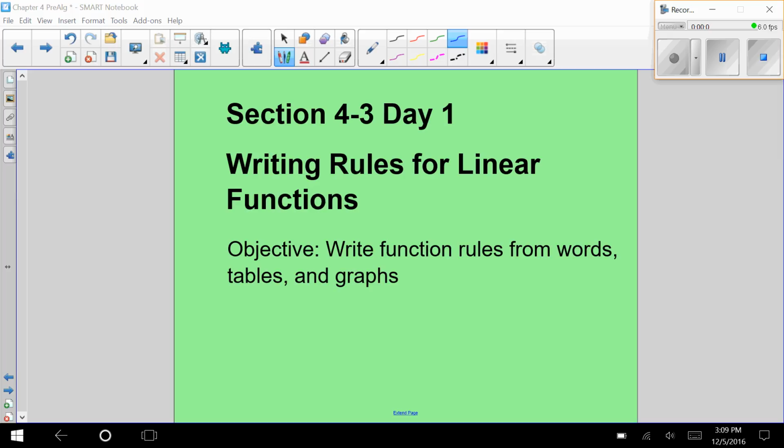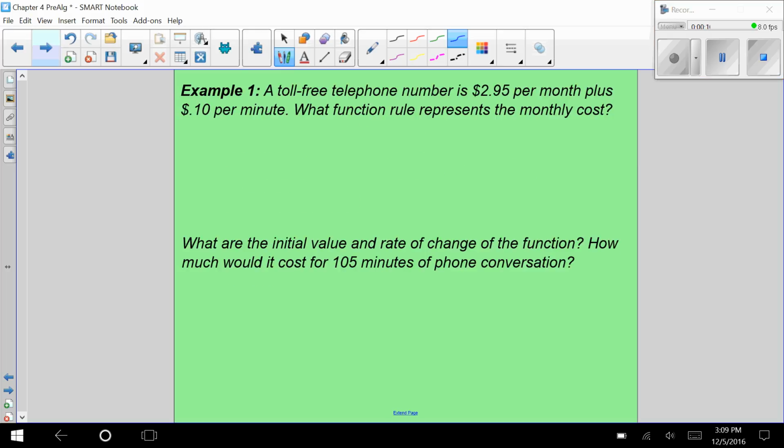This is section 4.3, day 1, writing rules for linear functions. Our objective today is to write function rules from words, tables, and graphs. We're just going to jump straight into examples.